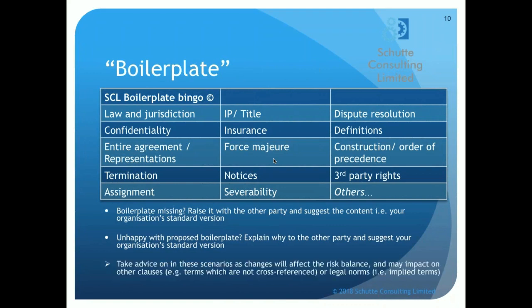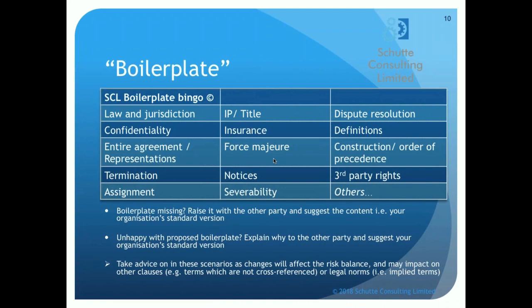Little footnote again, I'm making as much light as I can of boilerplate because it really is quite dull, but do take advice in these types of scenarios. The reason for that is really that any changes to boilerplate will affect the risk balance. They will affect how the parties are allocated risk as between themselves in the contract. It also may impact in other ways, and it might impact on other clauses.